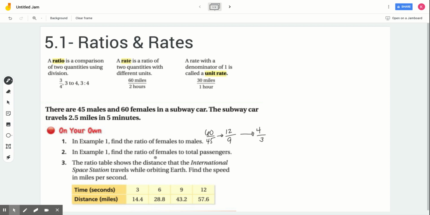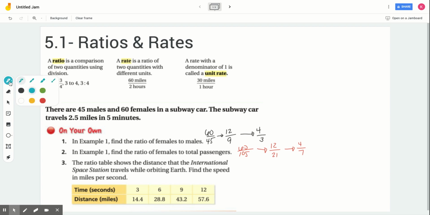In example 1, find the ratio of females to total passengers. We know that we have 60 females, and we're going to add males and females to get the total. 45 plus 60 is 105, and we need to simplify. Again, we can see that these are both divisible by 5. 105 divided by 5 is 21. These again are both divisible by 3. 12 divided by 3 is 4. 21 divided by 3 is 7. So the ratio of females to total passengers is 4 to 7.